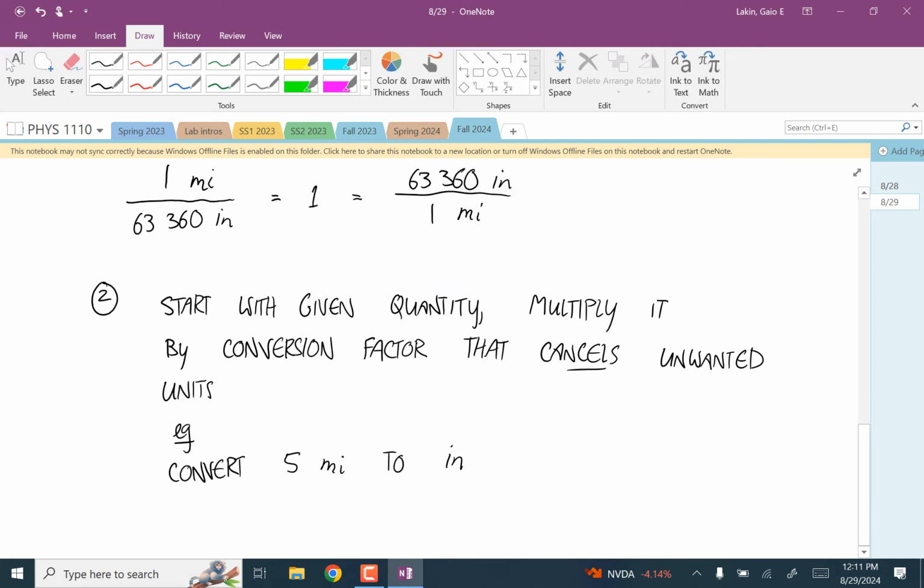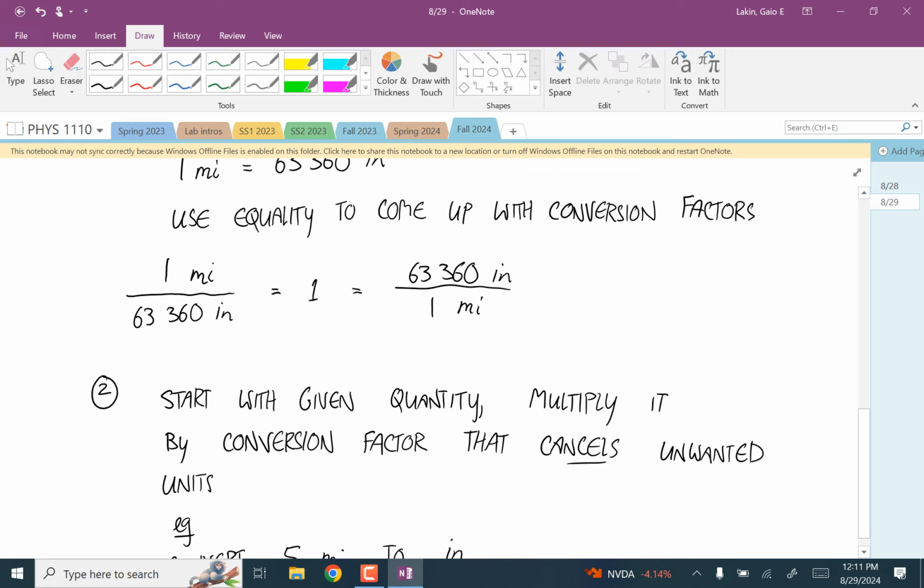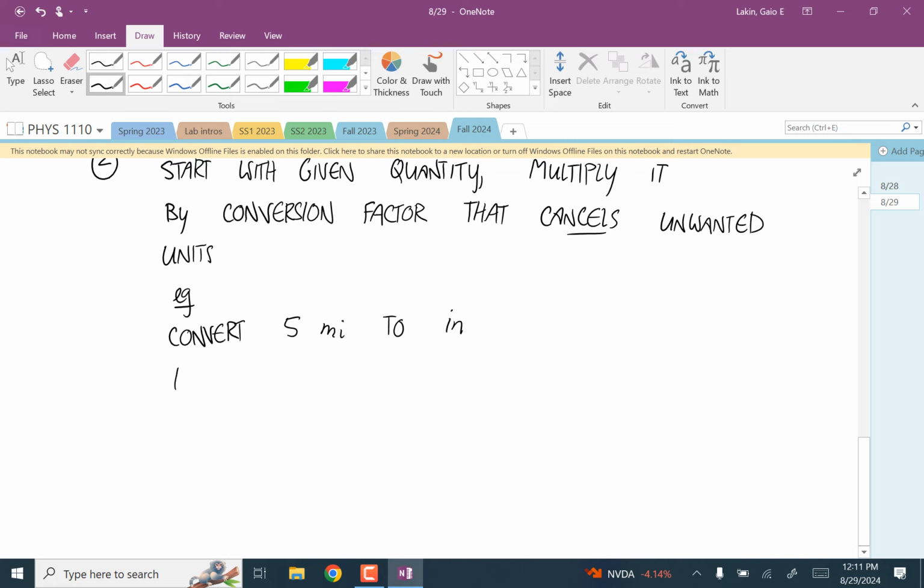We already know what the two possible conversion factors are. We know that it's either going to be 1 mile over 63,360 inches, or we're going to multiply it by 63,360 inches over 1 mile. The unwanted units are the ones that we started with and we're trying to change. Okay, so this is the unwanted unit.